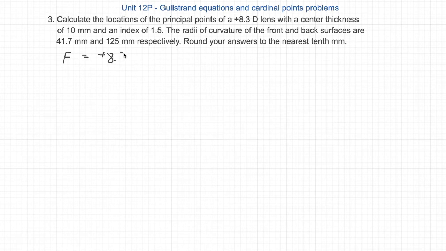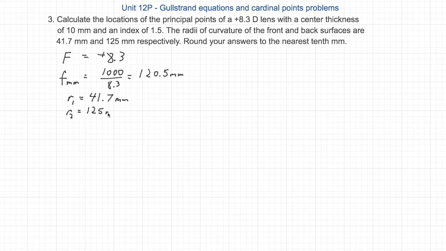So we know that the power is plus 8.3 diopters. That means the focal length in millimeters is 1,000 over 8.3, which equals 120.5 millimeters. First radius is 41.7 millimeters. Second radius of curvature is 125 millimeters. The thickness of the lens is 10 millimeters, and the index of the lens is 1.5. So C equals D over N.